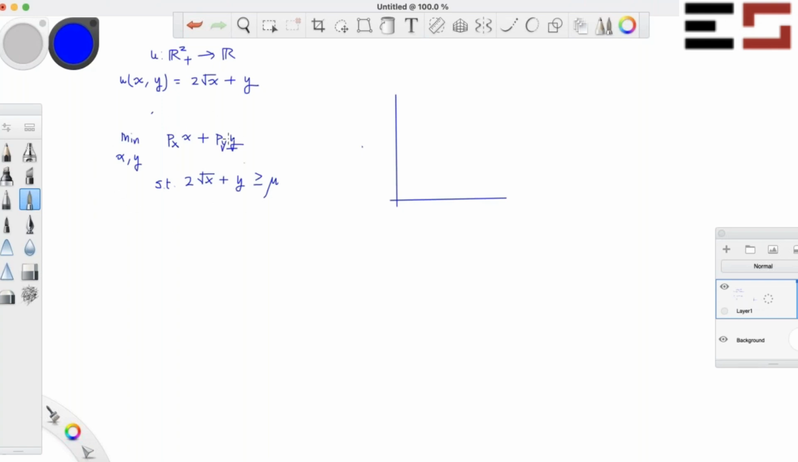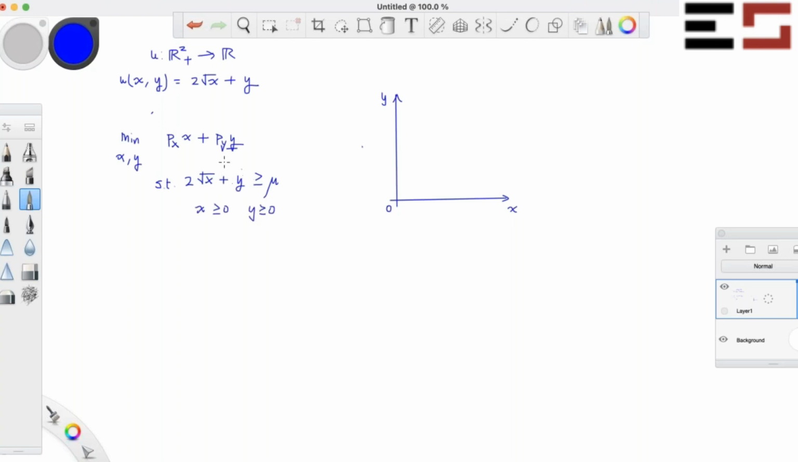Okay, and the solution to this problem is known as Hicksian demand. So we'll see how to solve for Hicksian demand. Okay, so what you're going to do is the following. You want to solve this problem, you first plot the constraint set.